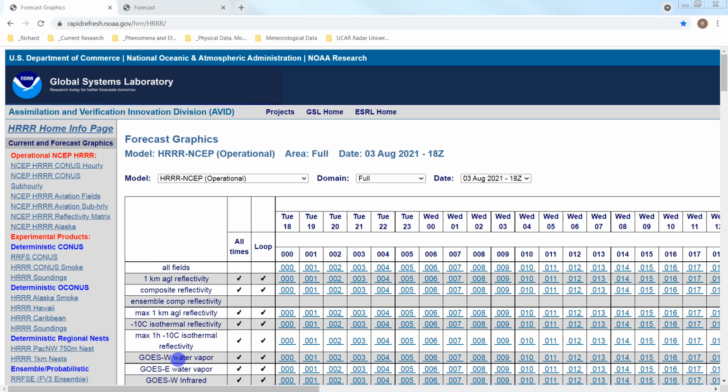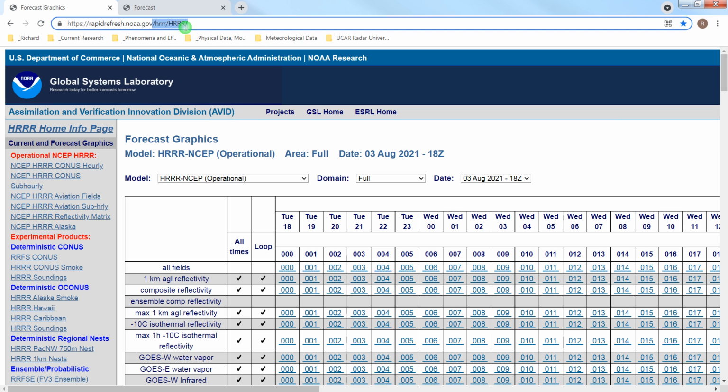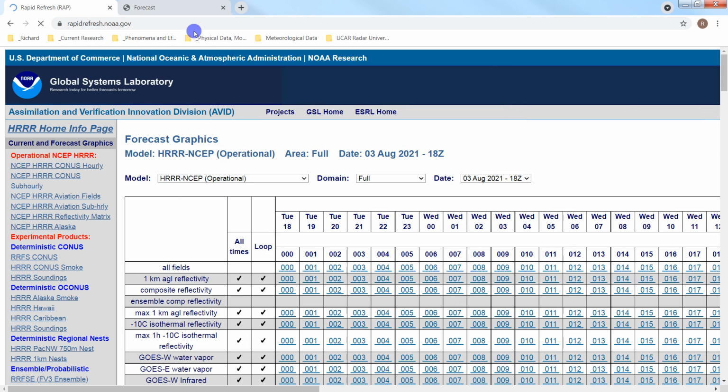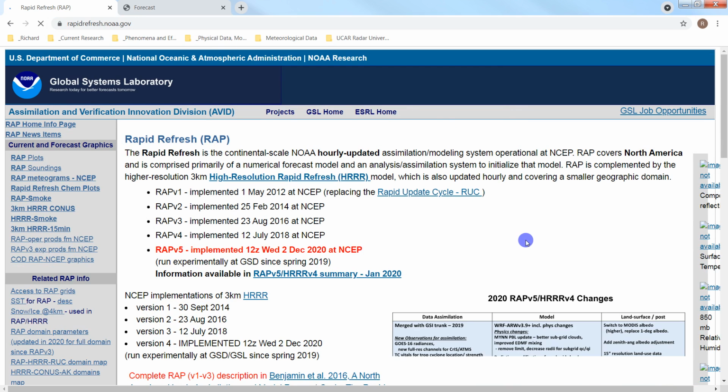So, gridded. Now, I'm down in the middle here. I actually got to HRRR. Now, let me go back a step. Let's go back to the home page here. So: High Resolution Rapid Refresh, assimilation, verification, innovation. That sounds really good.